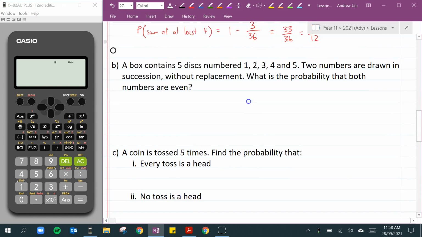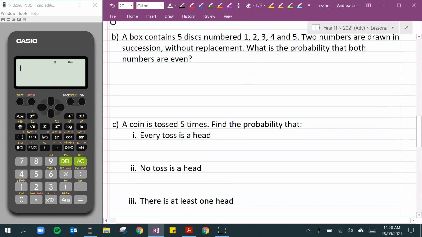Okay, what about question B? A box contains 5 discs numbered 1, 2, 3, 4, and 5. Two numbers are drawn in succession without replacement. What is the probability that both numbers are even? Well, we need to find the probability that the first one is even. Out of those 5 numbers, only 2 of them are even. So we've got a 2 out of 5 chance of picking an even number.